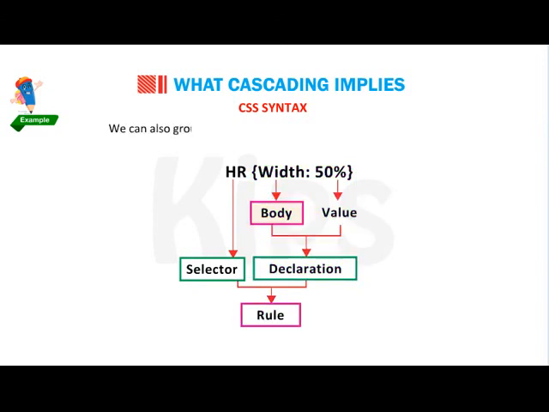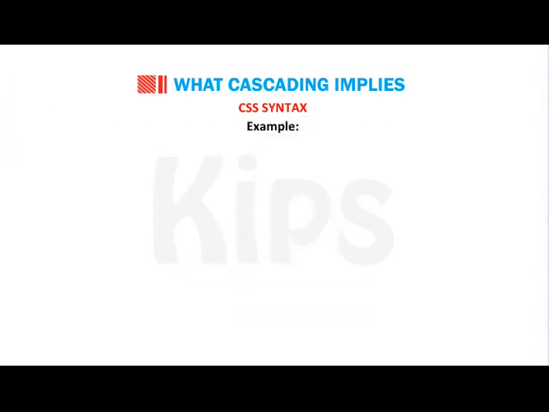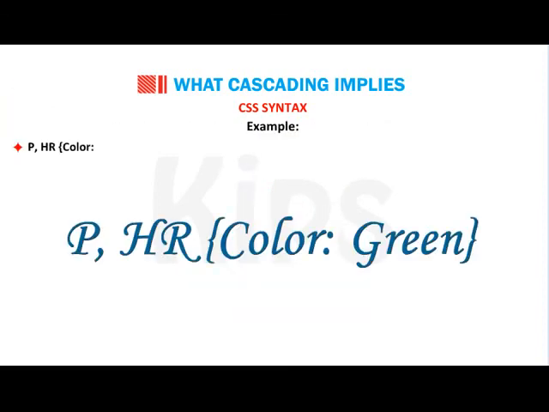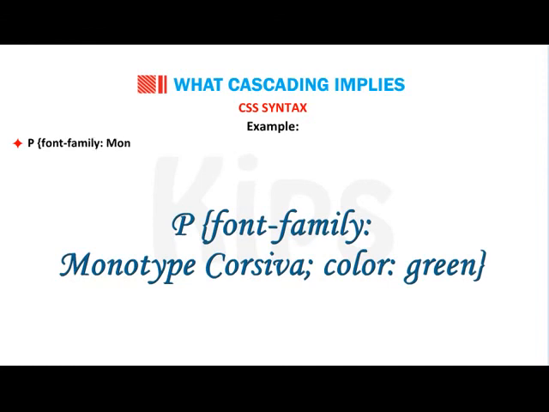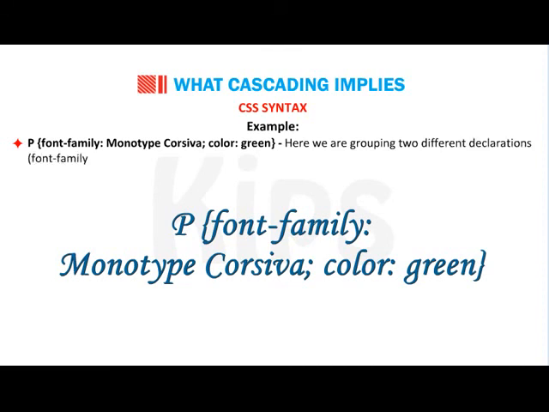We can also group the rules together, which are called rule sets. For example, P, HR {color: green}. Here we are grouping two different selectors, P and HR, to create two rules. P {font-family: Monotype Corsiva; color: green}. Here we are grouping two different declarations, font family Monotype Corsiva and color green, to create two rules.